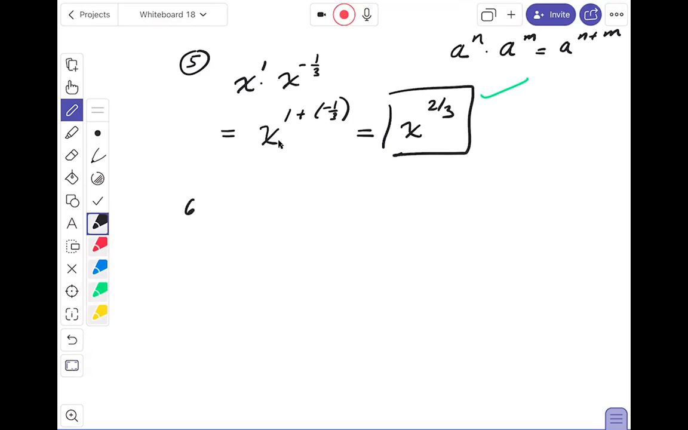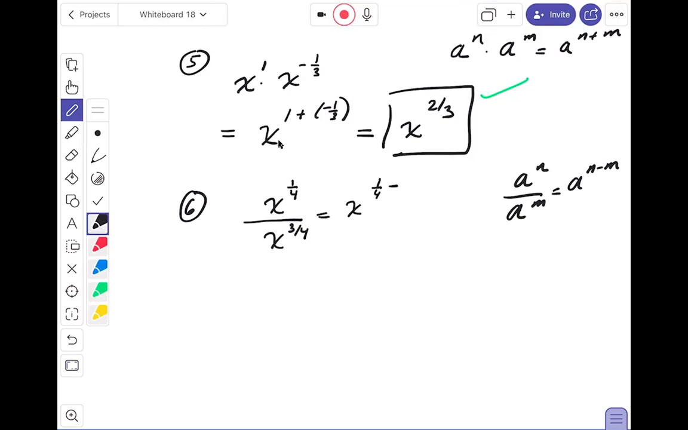Let's go to number 6. x to the 1/4 over x to the 3/4. We're using this rule over here. So a to the n over a to the m is a to the n minus m. Let's write that down. And what would that give me? x to the 1/4 minus 3/4 is minus 2/4, and minus 2/4 is minus 1/2.